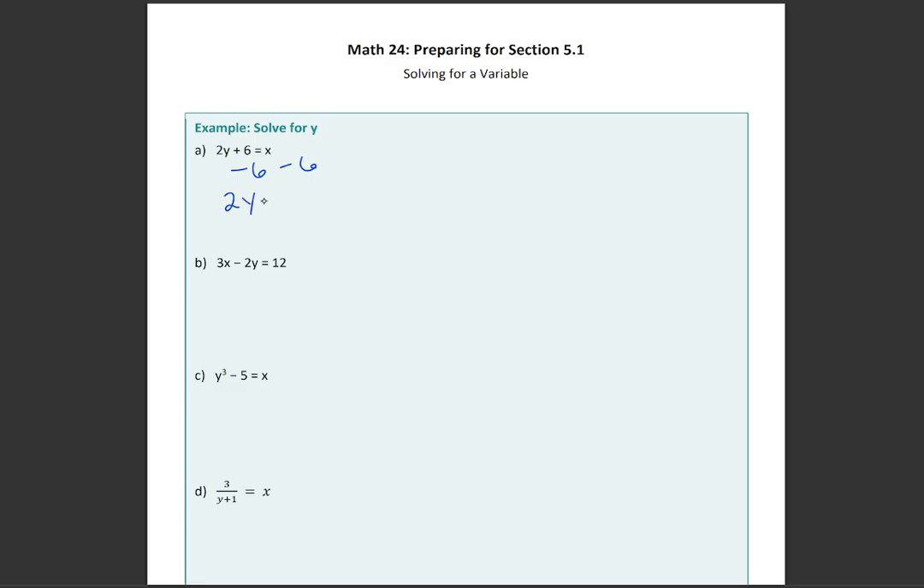Then we're looking at 2y equals x minus 6. And so the next step, since it's 2 times y, would be to divide by 2 on both sides. And so then we get y equals x minus 6 over 2.